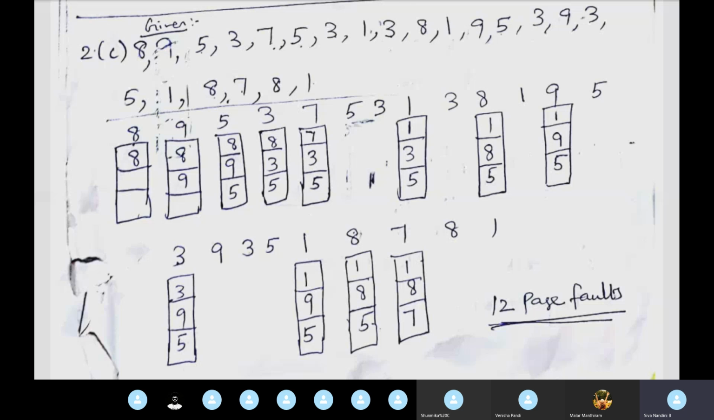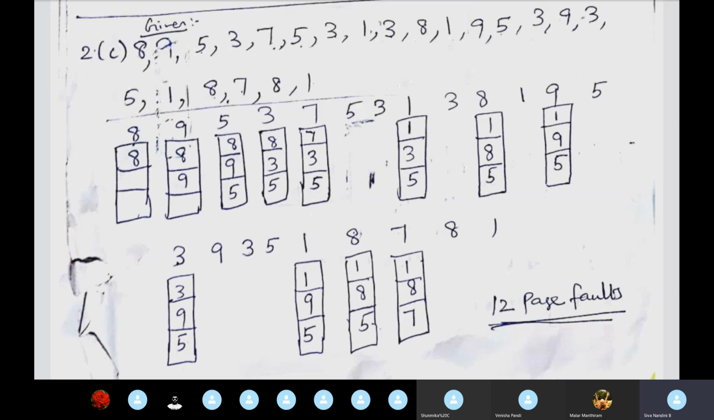After 5 we have 3, so this 3 also shouldn't be replaced. So 5 and 3 shouldn't be replaced. Other than these, we have 8, so we replace page 8 by page 7. Next, after 7 in the reference string, we have page 5. This page 5 is available in the frame, so we needn't include it. There won't be any page fault.